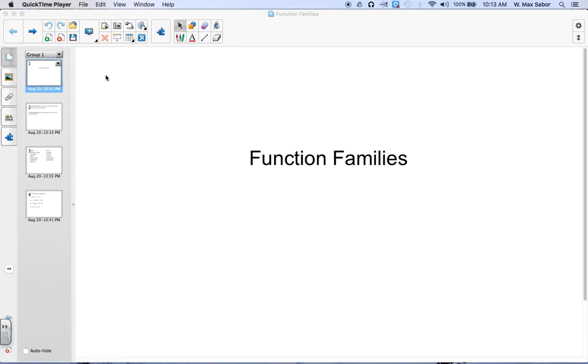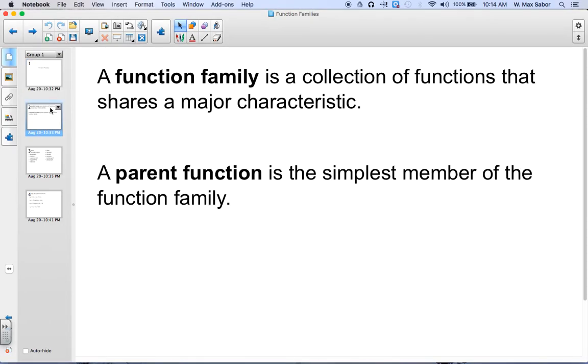Hi guys, today we're going to talk about function families. A function family is a collection of functions that shares one major characteristic. So for example, quadratic functions, that is a function family. And the major characteristic there is that they have some version of an exponent of 2 there.